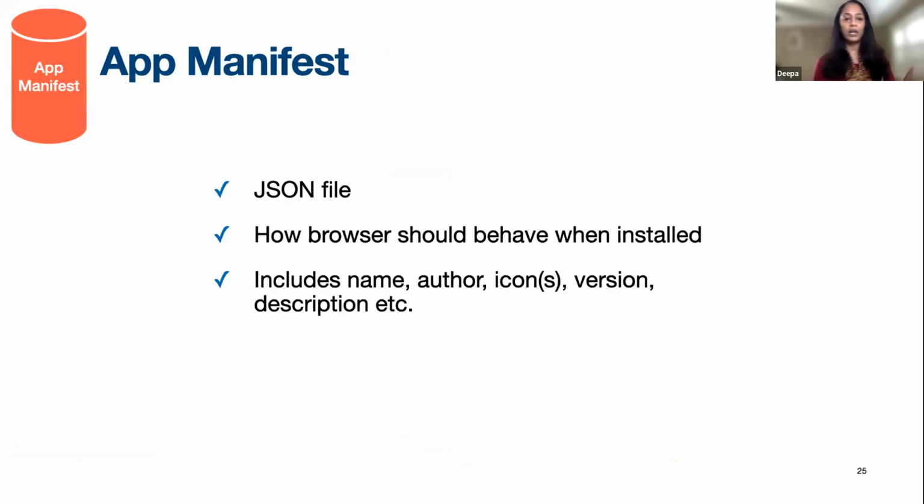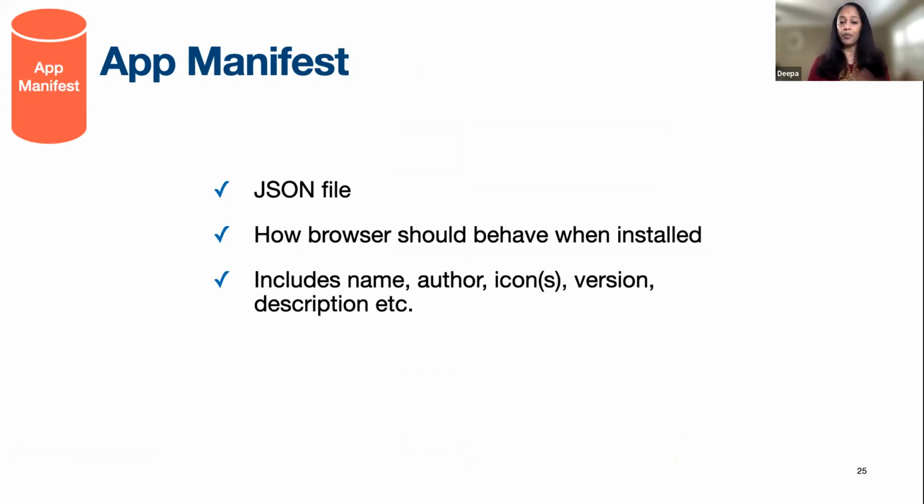Now, moving on to app manifest. What is an app manifest, right? The web app manifest is a JSON file. It tells you how your progressive web app should behave and look when it's installed, either on a desktop or on a mobile device. Note that you can create progressive web apps for standalone applications on the desktop too.